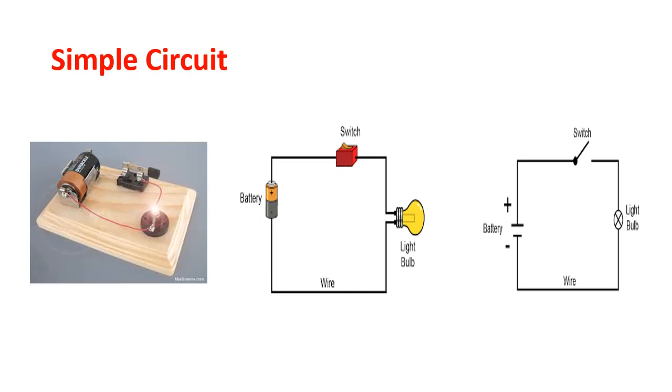Now look at the symbols. The third diagram is the symbol showing you how a cell is represented, or a battery. Then we have the light, and then we also have the switch. When it is more than one cell, it's called a battery, but this is a cell.